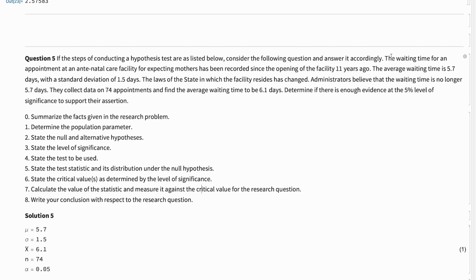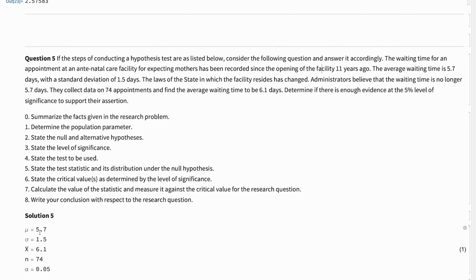It says the waiting time for an appointment at an antenatal care facility for expecting mothers has been recorded since the opening of the facility 11 years ago. So I know this mean would represent a population mean. It's all the data that is available. And the average waiting time is 5.7 days. That is going to be my population mean.